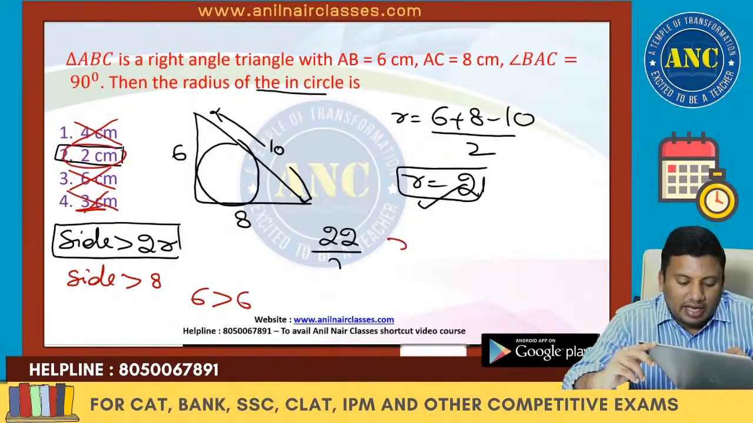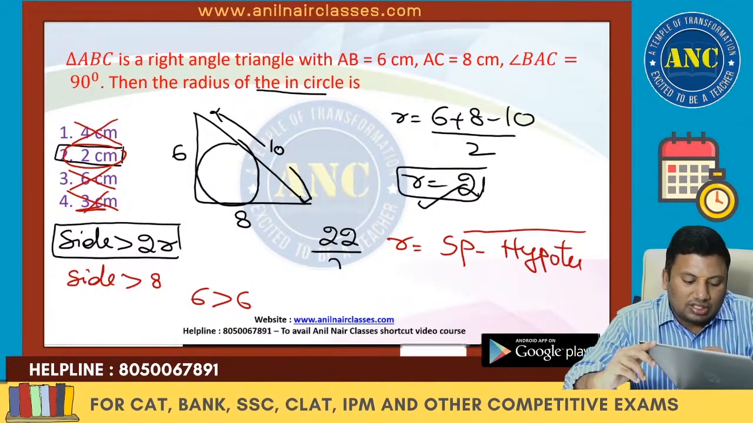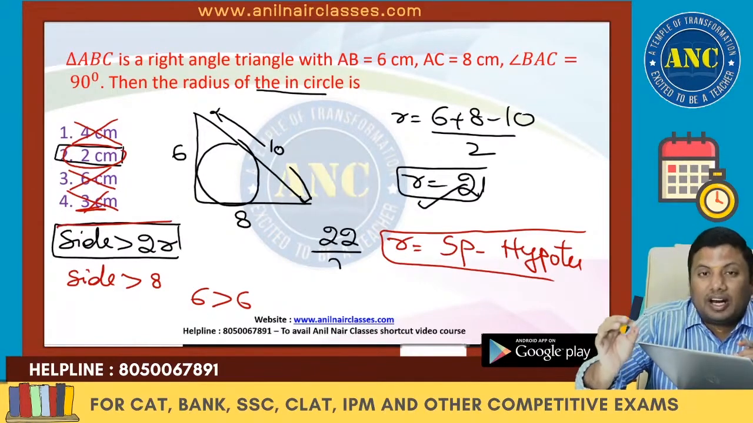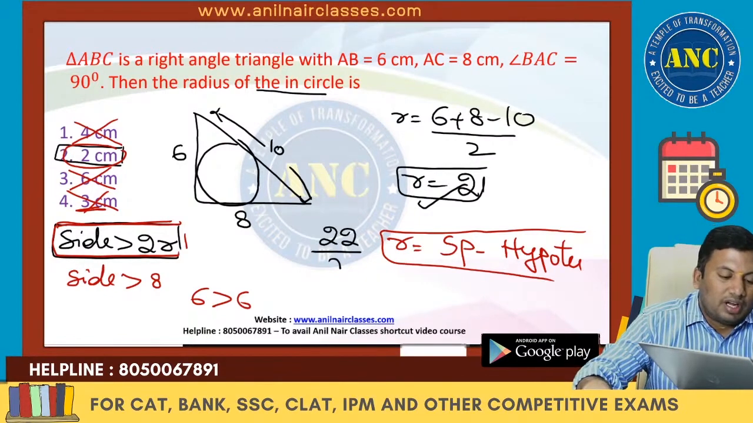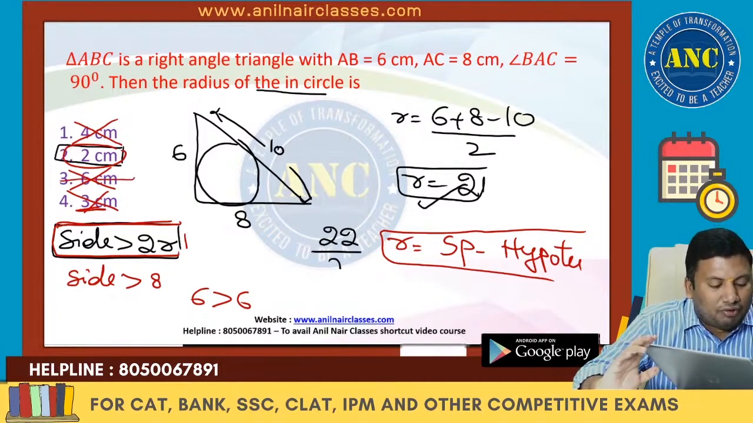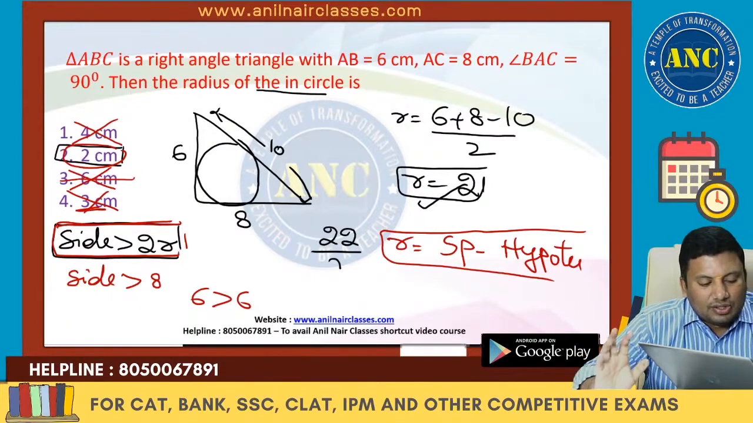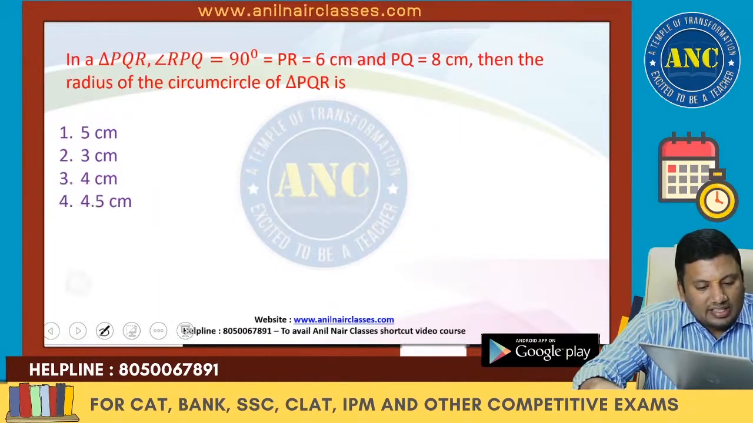Answer is 2. Even if you forget that R is semi-perimeter minus hypotenuse, you can still eliminate answer options based on this concept: all the sides of a right-angled triangle should be greater than 2 into the inradius. First one, 4: side is greater than 8, 6 is not greater than 8. Third one, 6 is not possible, any value greater than 4 is not possible. 6 is not greater than 6. So the option is 2. That's exactly the reason why I discussed this concept.